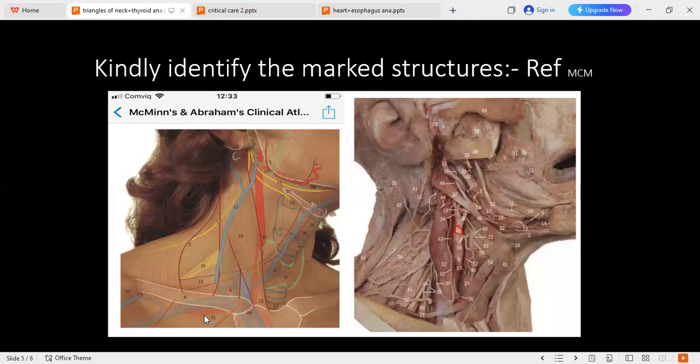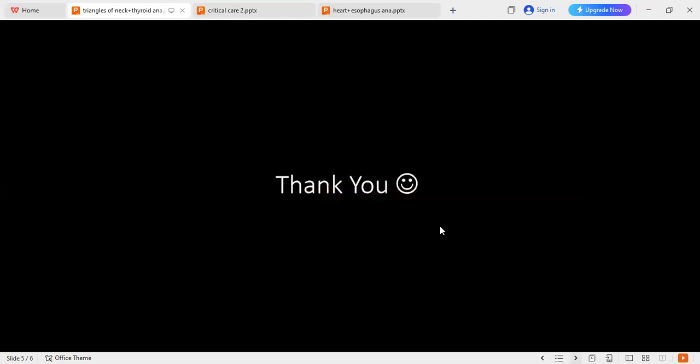Okay, would you be able to have a look at the image on the right hand side? If you can identify structure 11. It's the external carotid artery. Right. What are the branches of this vessel? Yes, ma'am. Superior thyroid, lingual, facial, then posterior auricular, occipital, and ascending pharyngeal. Very good. Okay, thank you. Yes, that was it.